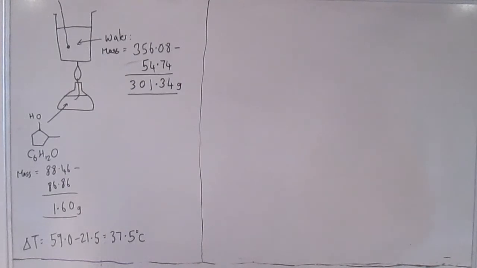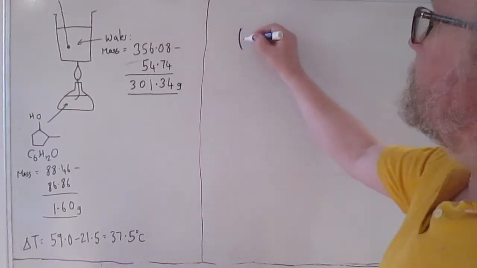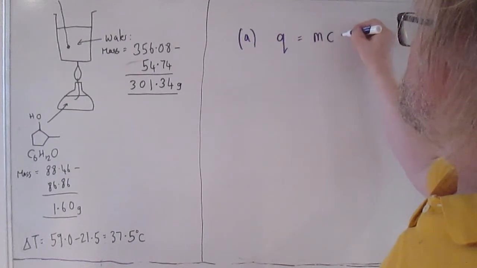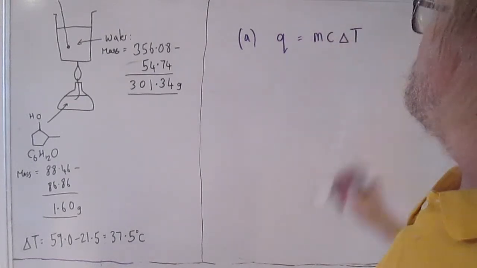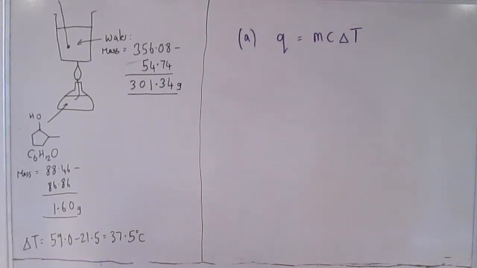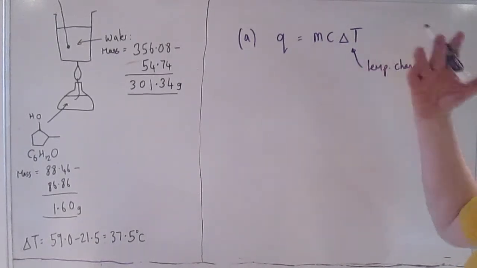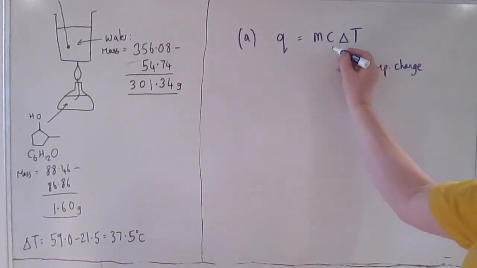So in part A, it asks us to calculate the amount of heat that was released by the reaction. And the key to that is always this equation: Q is equal to mc delta T. It's really crucial that you know what these three terms are. So delta T is fairly obvious, it's the temperature change, which can be positive or negative, and at this point we're ignoring that. We're just looking at the size of the temperature change. We'll worry about the direction of it later.